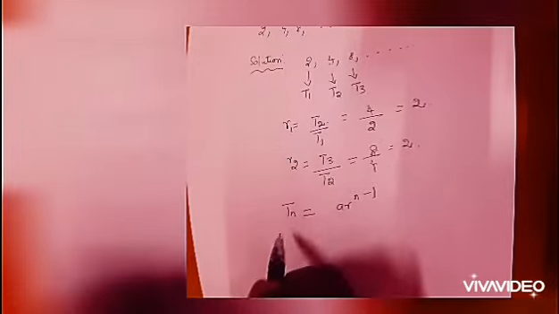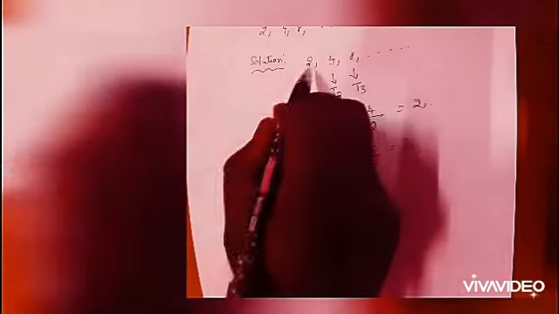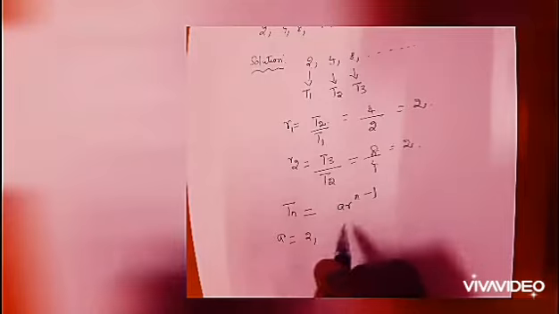Students, we should know what is the first term. A is the first term, A is 2. R, the common ratio, is also 2. And we should know what is n. n is equal to the number of terms. Which term are we going to find? We are going to find the 7th term. So n is equal to 7.